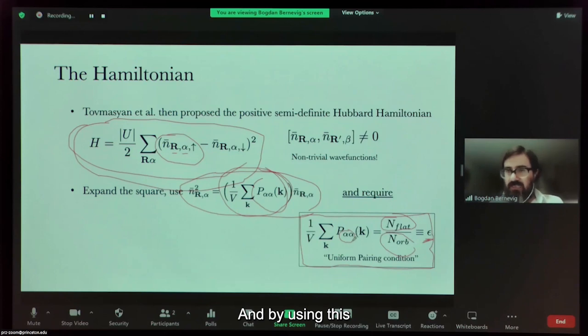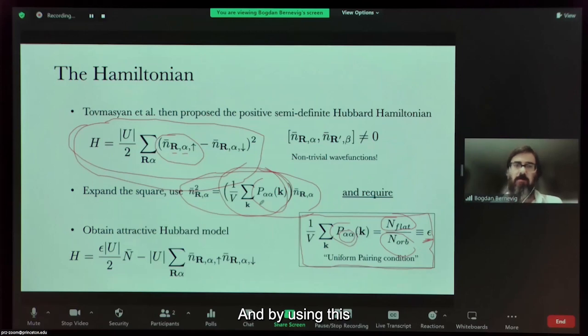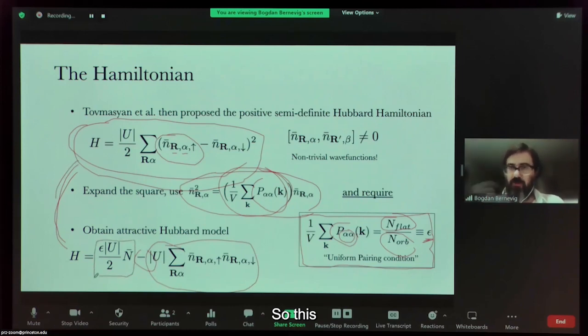So the condition is that if this projector does not depend on the orbital, then these two are equal, where you've just taken your positive semi-definite Hubbard model and made it into an attractive Hubbard model. They're exactly the same. So you see, this is an attractive Hubbard model, attractive U on site, and it differs from this by a number operator, a projected number operator, if the uniform pairing condition is true.